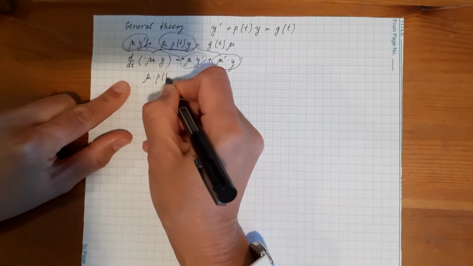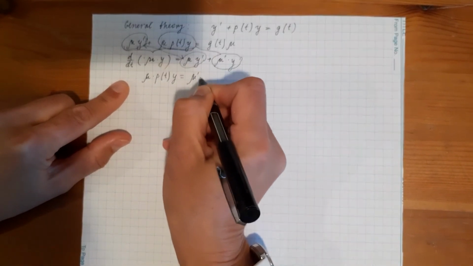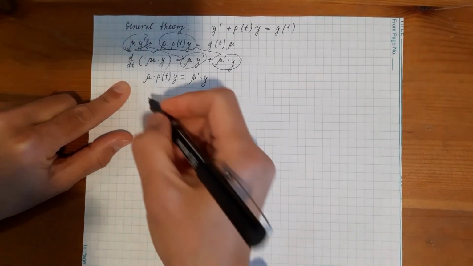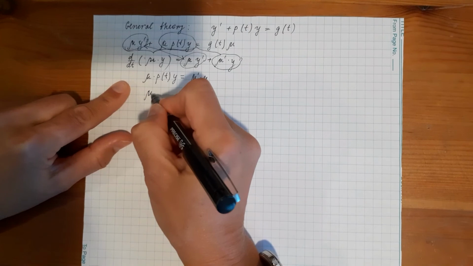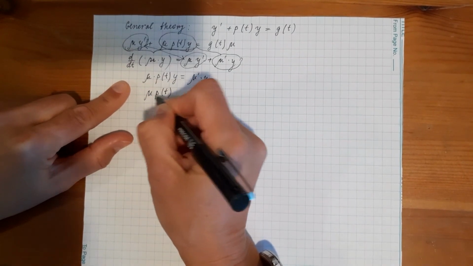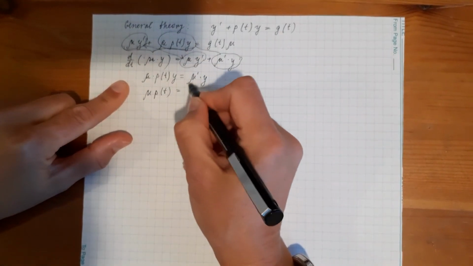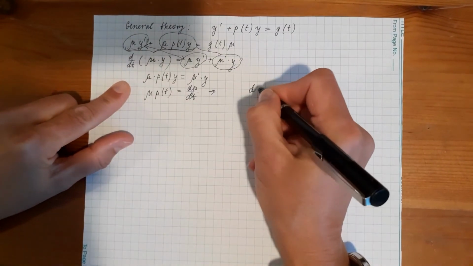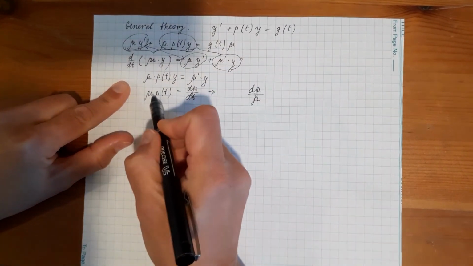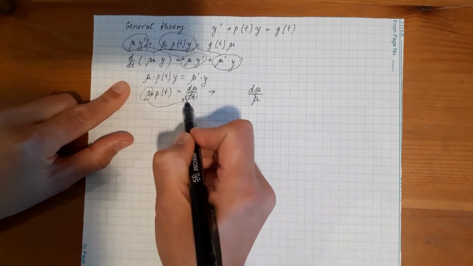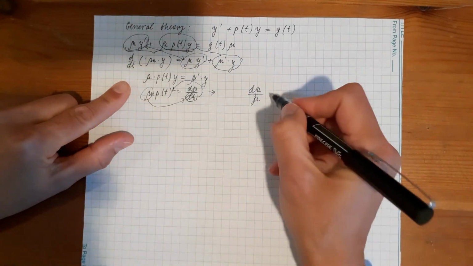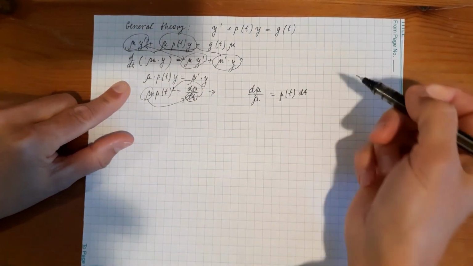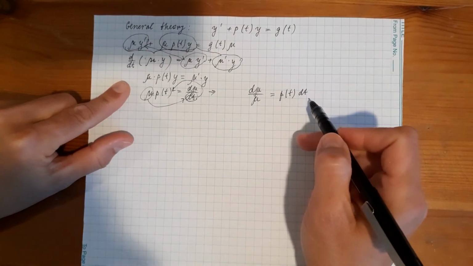Mu p of t y equals mu prime y, right? Well, we're going to get rid of y, and we are going to have mu p of t, mu of t too, and here d mu dt, from where we can have d mu over mu. Again, I'm taking this mu, moving it here, and I'm taking this dt and moving it here, equals p of t dt, right?